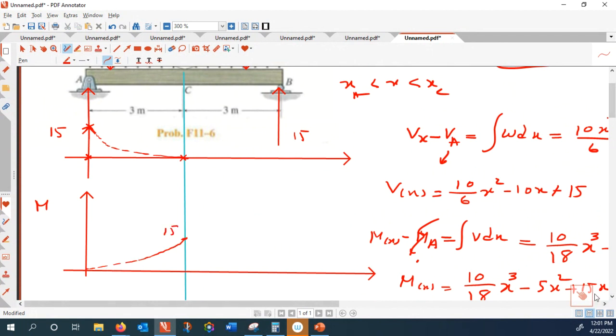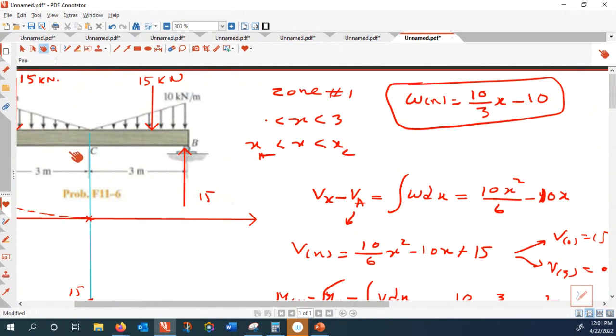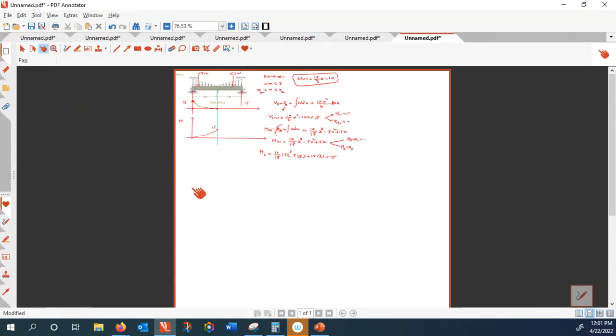And then we take the same thing with zone 2. So zone 2, can I ask everyone, assuming that x starts from 0 to 3, can you identify an expression for w of x in zone 2? Let's try that.